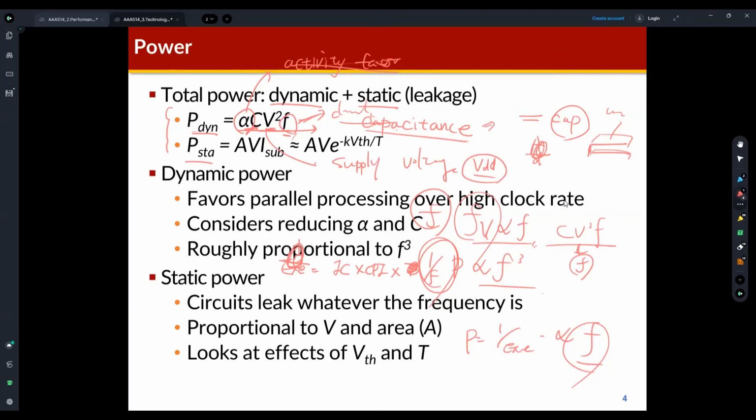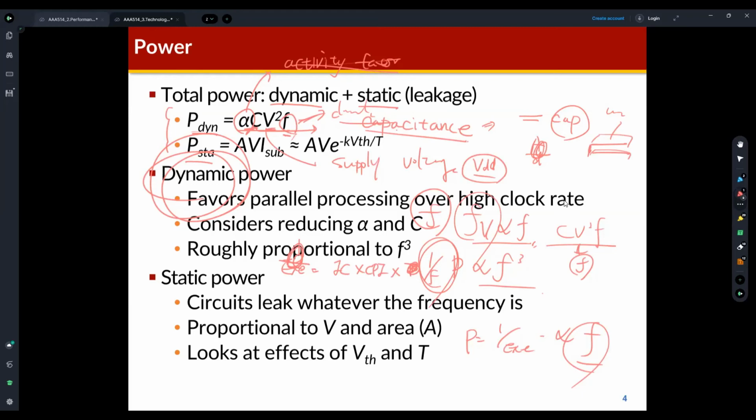But in order to increase the clock frequency, we need to consume F cubed. So it's exponential. The power consumption increases exponentially. So if we just consider the dynamic power, increasing the clock frequency is not a good idea.